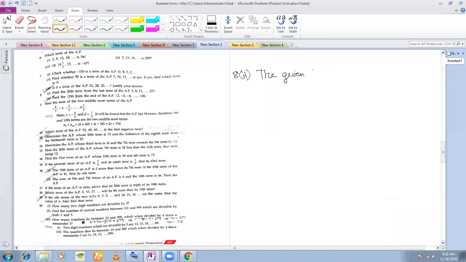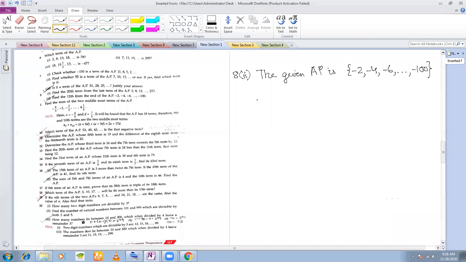The given AP is -2, -4, -6 up till -100. Now the question is the 12th term from the end. What do you mean by the 12th term from the end?